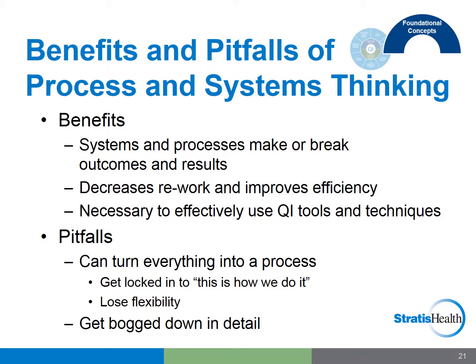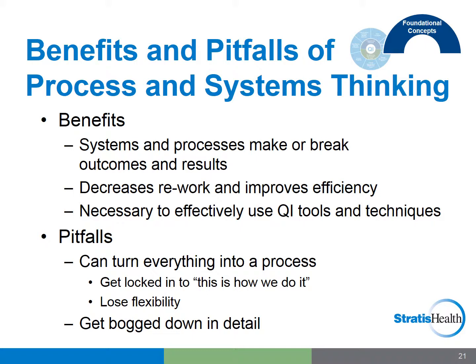There are great benefits of system and process thinking because systems and processes can make or break outcomes and results. Well-designed processes decrease rework and improve efficiency. Quality improvement tools alone are not sufficient to create improvements or design the most effective or efficient way to achieve a result or produce an outcome. Being able to identify and describe processes and their interaction is necessary to know how and when to apply various quality improvement tools. Being able to see the larger system is necessary to set goals and aims for improvement work.